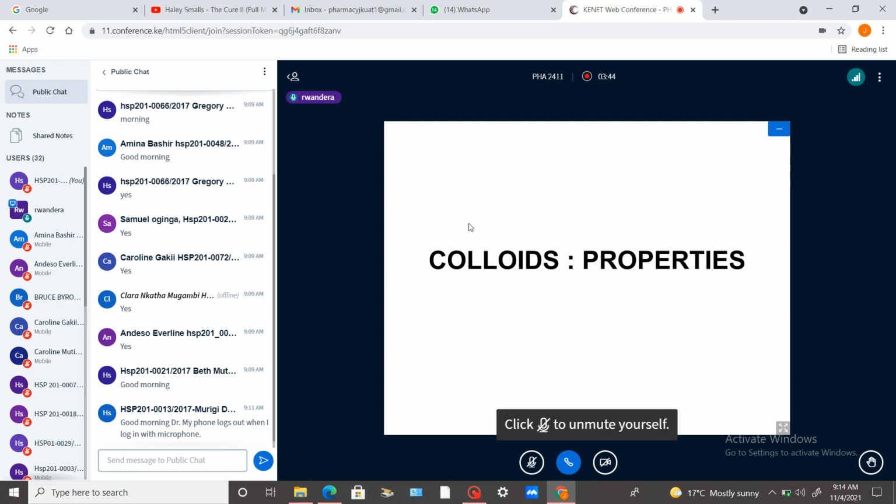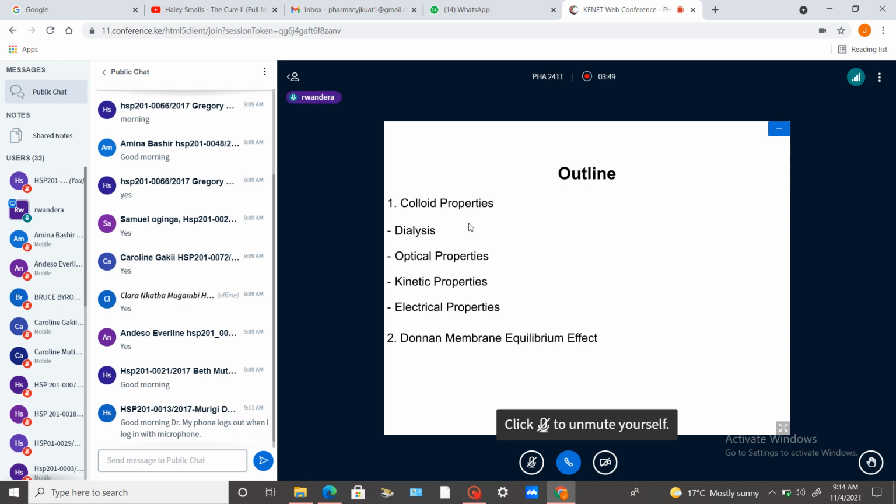Okay, today we are going to look at properties associated with colloids. So for our lecture, we look at the properties, then at the end of it, we look at the Donnan membrane equilibrium effect. Remember, we said colloids do not dialyze, but we'll see the relevance of dialysis as far as colloids are concerned. Then we look at optical properties associated with colloids, then kinetic properties, and finally the electrical properties.